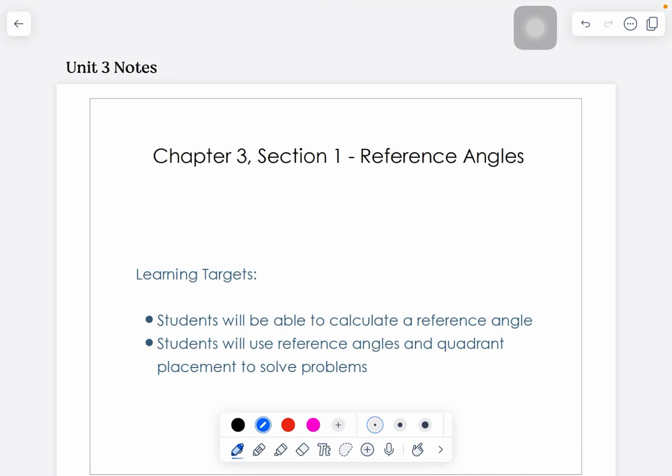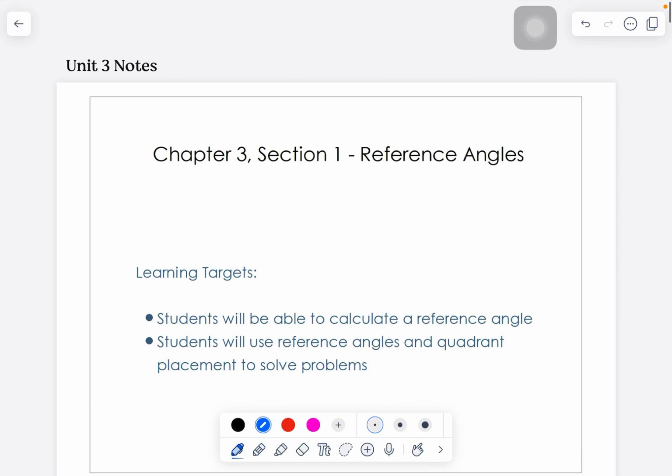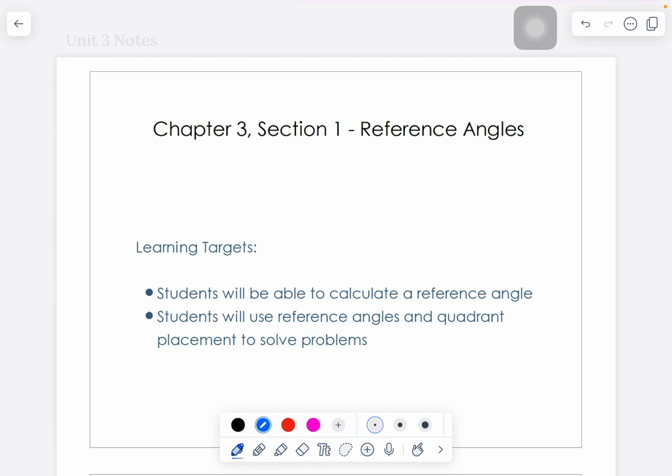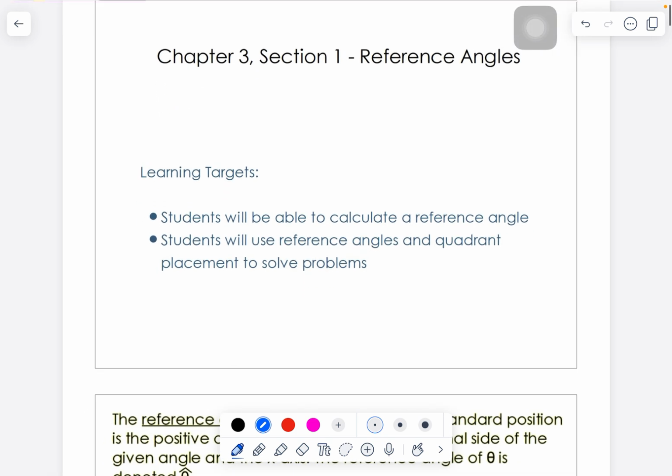Chapter 3, Section 1, we're going to do reference angle. I think we've done these quite a few times before, but we're going to add a little bit of a twist when it comes to finding reference angles that aren't quite 30, 45, or 60. We're also going to do it where we have to do inverse sine, inverse cosine, inverse tangent to figure out the reference angle. So that's a little bit of a twist here.